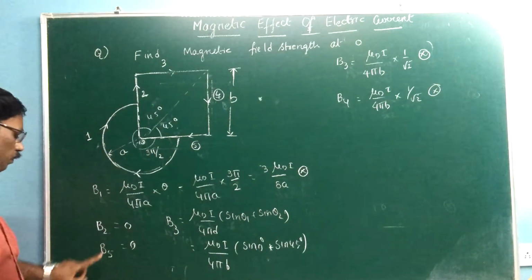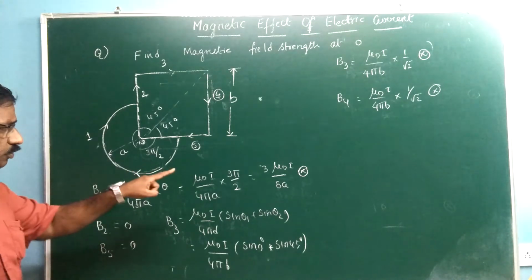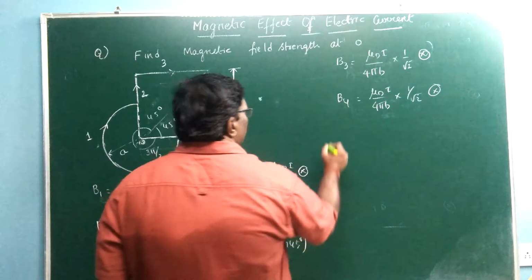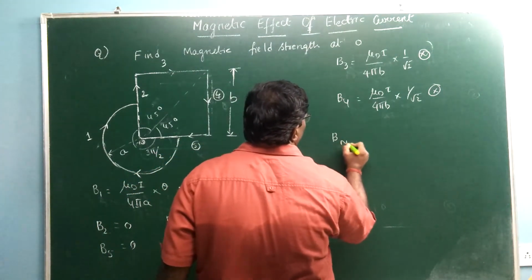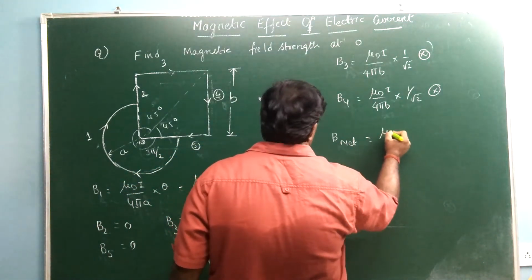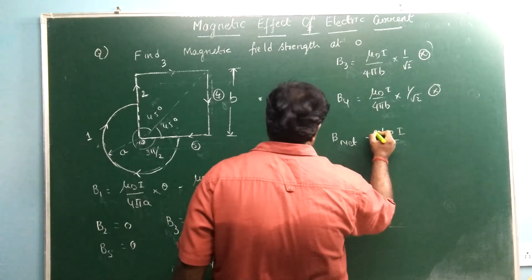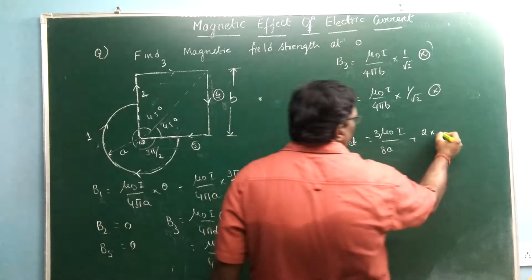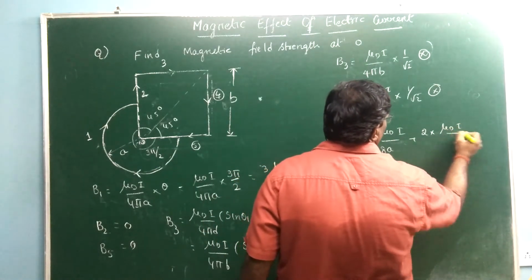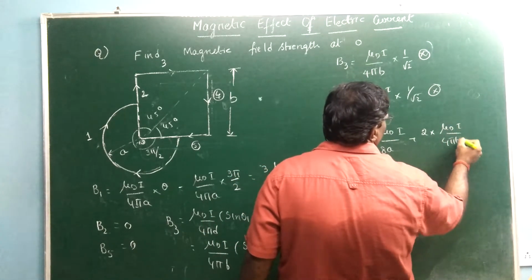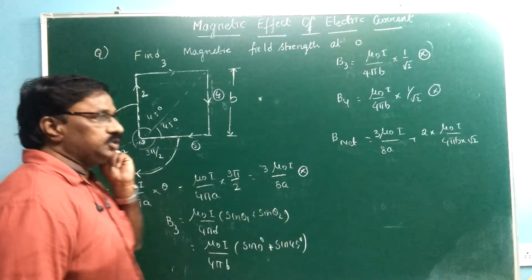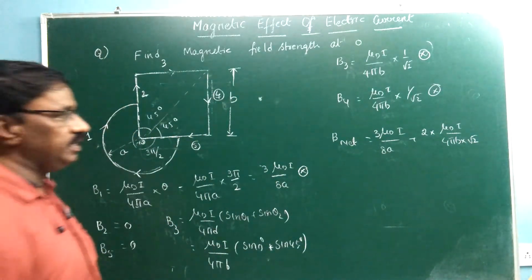So B2 is 0, B5 is 0, B1 is into, B3 also into, B4 also into. Then what is the net field? Since all are directed into, B net equals mu naught I by 8a times 3, plus 2 times mu naught I by 4 pi b into root 2. Understood? So what can you take common there?